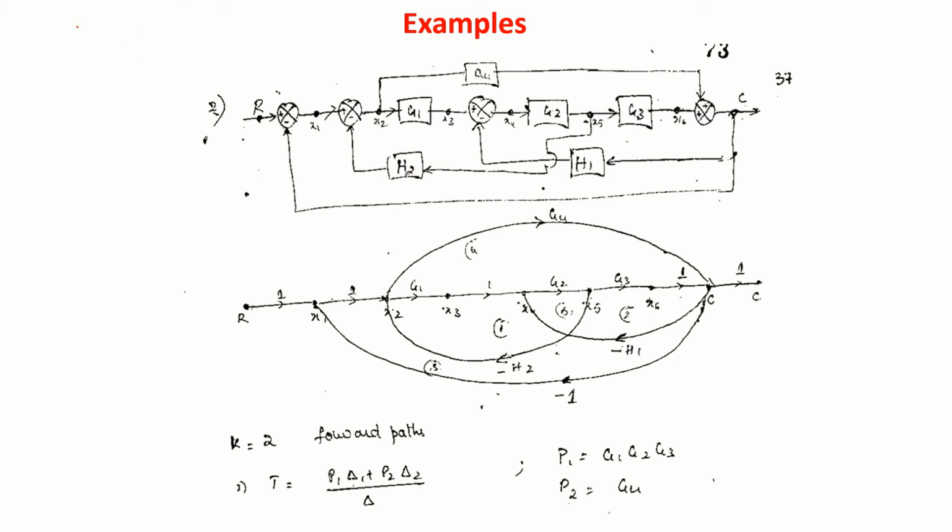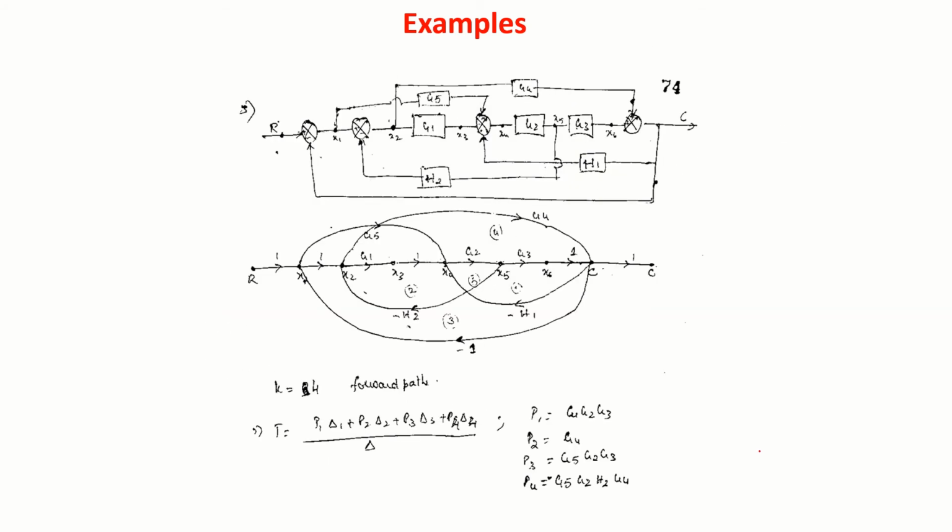So same way, there is one more example. Mark these signals, sorry, nodes. Draw the signal flow graph. Then use Mason's gain formula and find the transfer function. So there is another example like this.